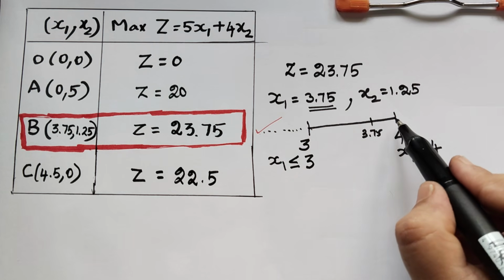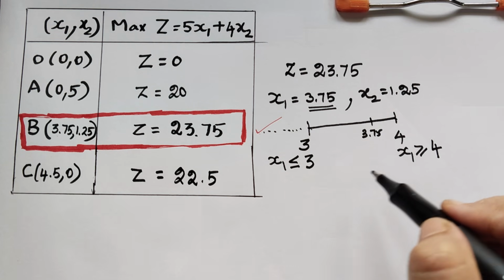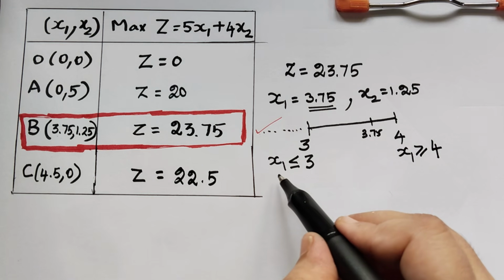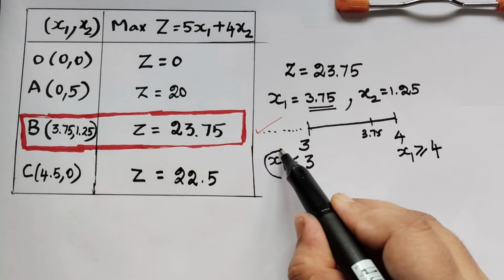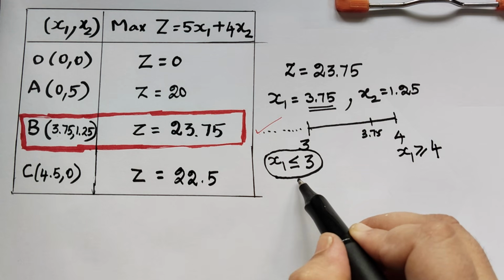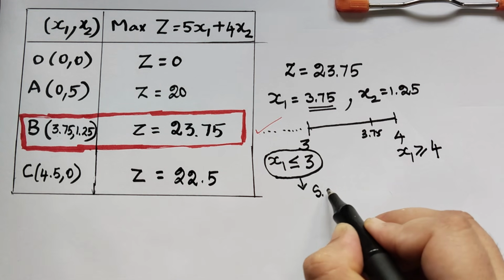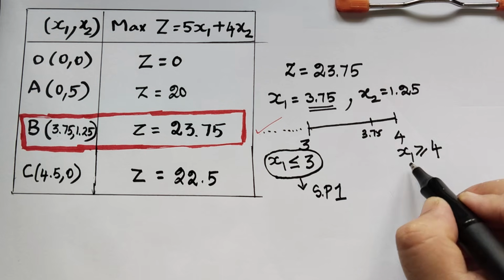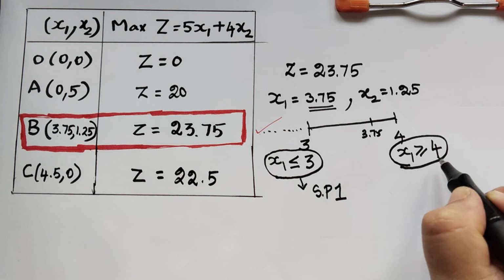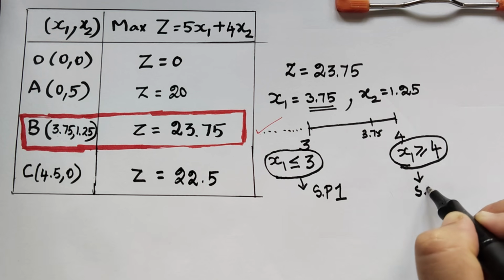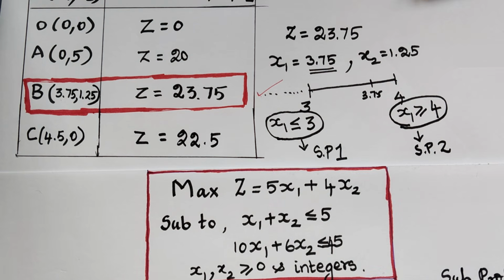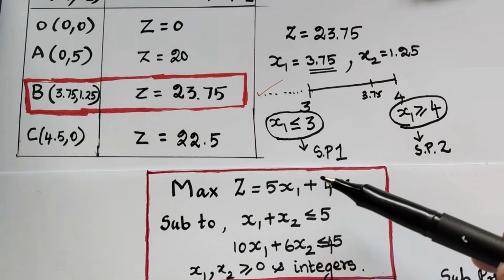So when we do so, we will get two problems with two constraints added to it. That is, the original problem added with the constraint x1 lesser than or equal to 3 will give us subproblem 1. And the original problem added with one more constraint x1 greater than or equal to 4 will give us subproblem 2. So I will write and show that to you. So if you see here, this is the original problem given to us.